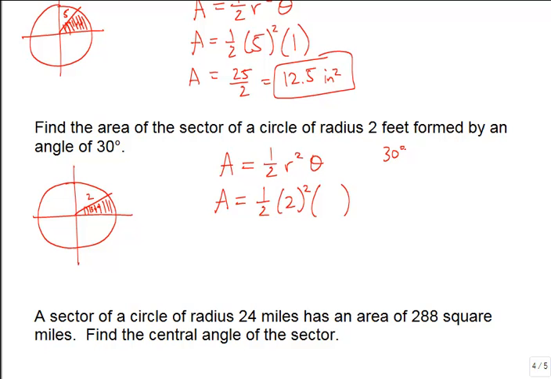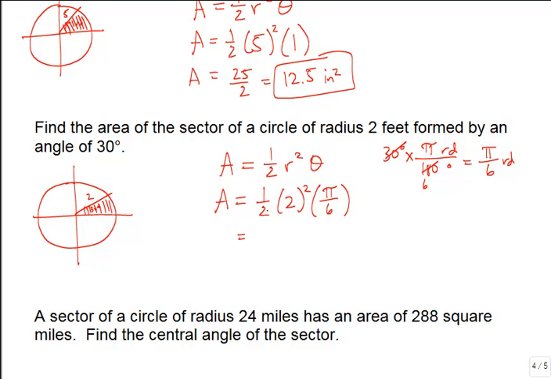So we're going to have to convert that to radians first. Pi radians is equivalent to 180 degrees. 30 goes into 180 6 times, so 30 degrees is equivalent to pi over 6 radians. So you want to be using pi over 6 in your formula for your radians.